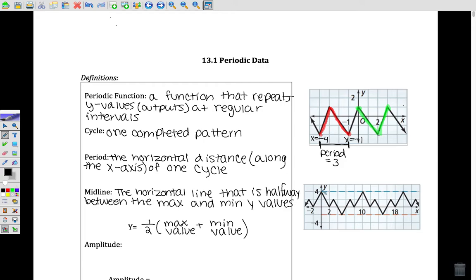In this example on the right, the maximum y value is 4. The minimum y value is negative 2. So the midline is going to be at y equals 1/2 the maximum value plus the minimum value. So that gives us y equals 1/2 of 2, y equals 1 is going to be this midline right in between the two.